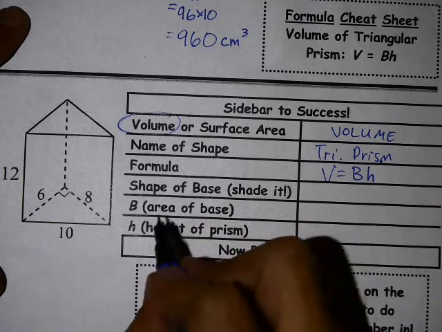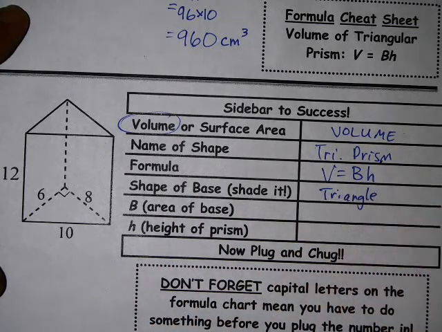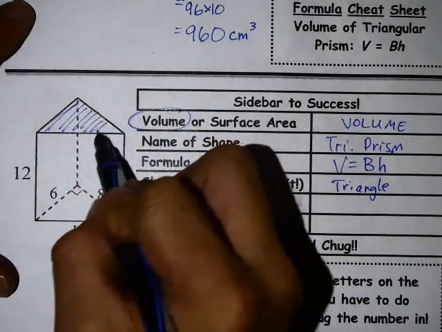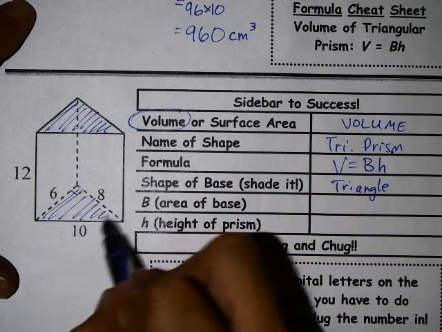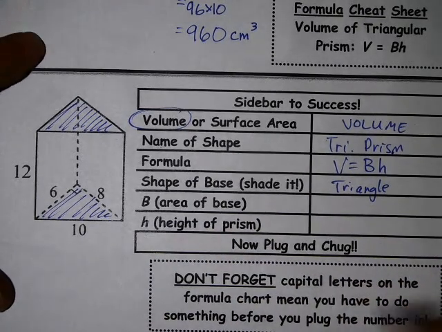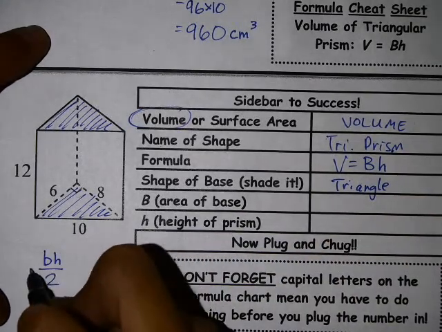Shape of the base. We know that it's a triangle. It's called a triangular prism, and we're going to shade it in. That means we got this one, but this one down here is also the base. Now we're going to solve the area of the base. We know it's a triangle, so we're going to do base times height divided by 2.